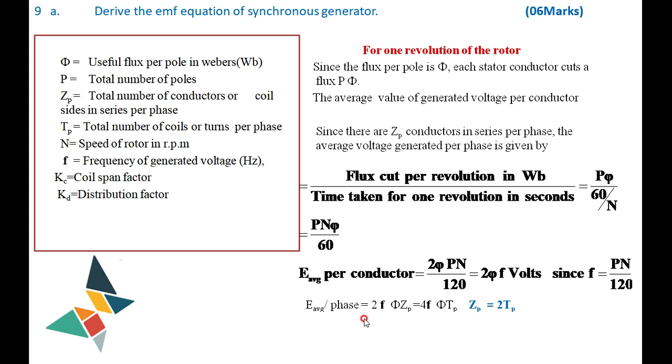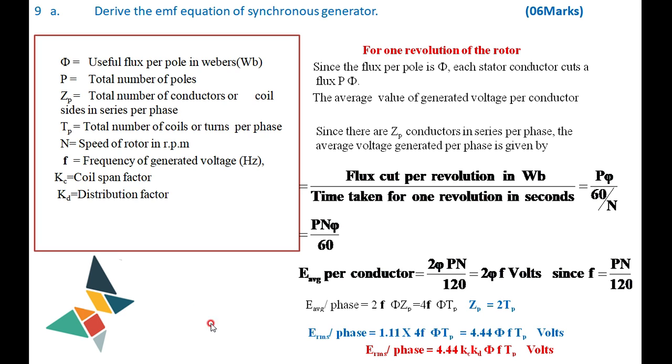Now, what I am interested in is the RMS value. Therefore, E RMS per phase is obtained by multiplying by 1.11. So 1.11 into 4 F phi Tp gives 4.44 phi F Tp volts as the induced voltage. If we consider Kc and Kd, the RMS voltage per phase is 4.44 Kc Kd phi F Tp volts. This is how we derive the EMF equation for a synchronous generator.